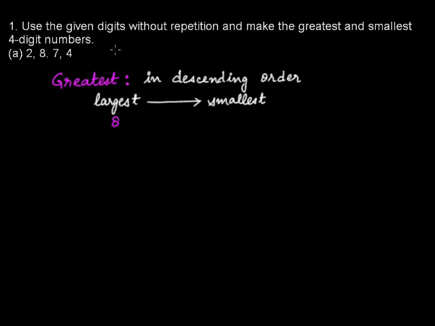We are left with 2, 7 and 4. So which one is the greatest now among 2, 7 and 4? Of course 7. So we write 7 here. We are left with 2 and 4. Which one is the greatest? Of course 4. We are left with 2 only, and we'll write 2 here.